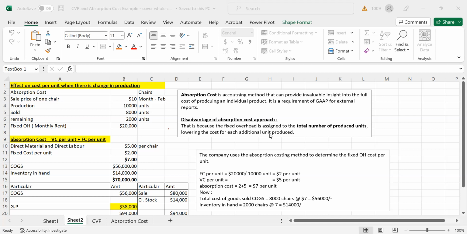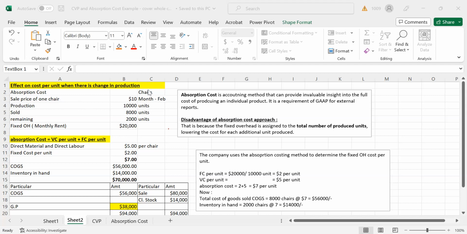But due to generally accepted accounting principles, the principle says that at the time of reporting to external parties, you have to explain everything and you need to use the absorption costing approach. This is the big limitation. So I want to prove this limitation. So how does it work? Let's say absorption cost.